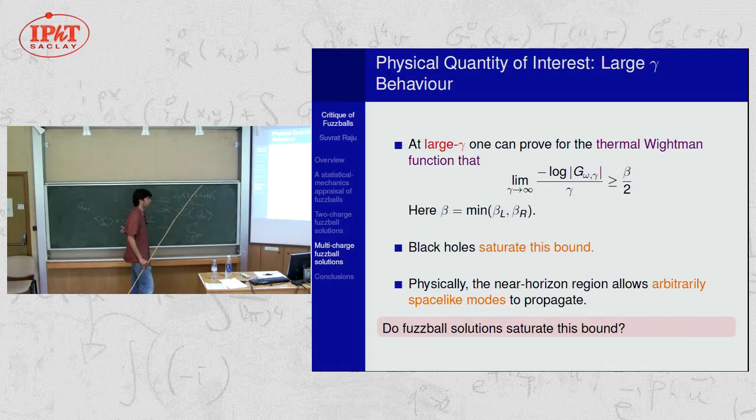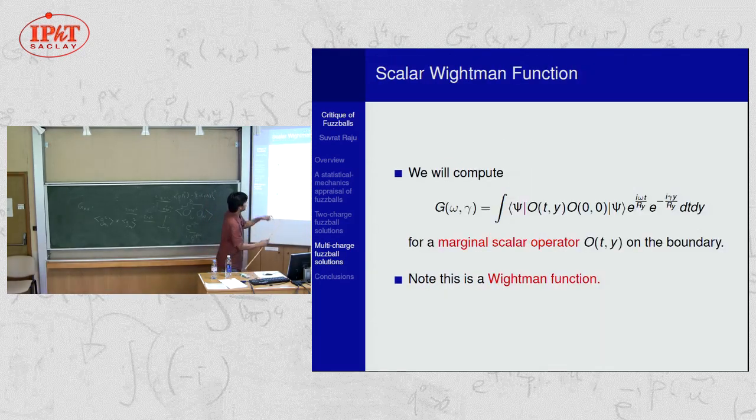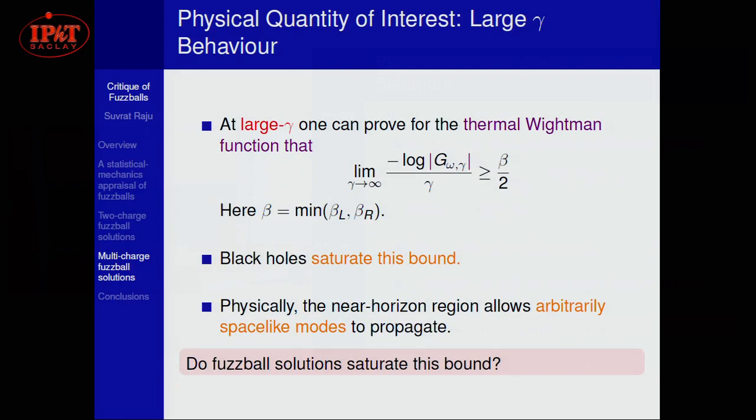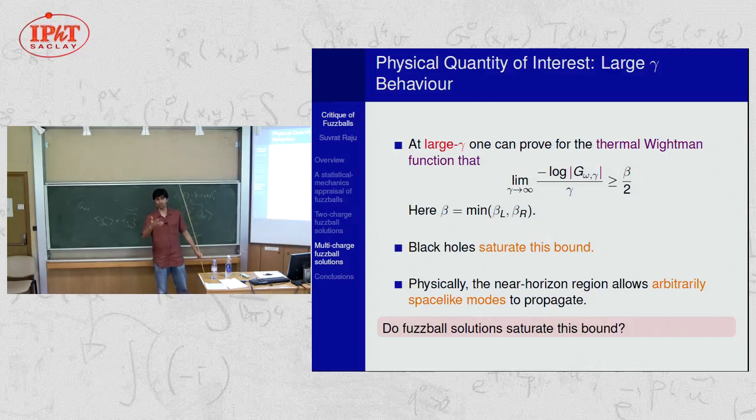So here are 2 quantities of interest. First, you can prove that if you look at the thermal Wightman function, who is gamma, sorry? Gamma is the momentum along the y direction. Okay, so this has frequency omega and momentum gamma along the y direction. Now you can prove that if you look at the thermal Wightman function in the limit of large gamma, where the momentum becomes much larger than the frequency, so it becomes very space-like, then this Wightman function has to die off at least as fast as e to the minus beta by 2 times gamma, where beta is the minimum of the left and the right temperatures. In this case, one of these is infinity because they're BPS, so it's only beta r that enters.